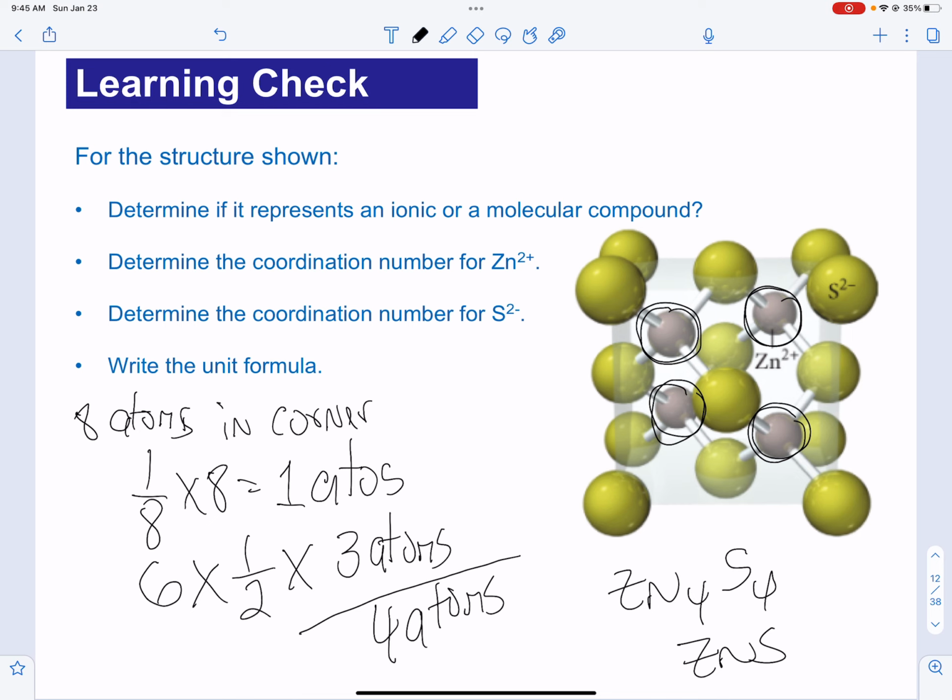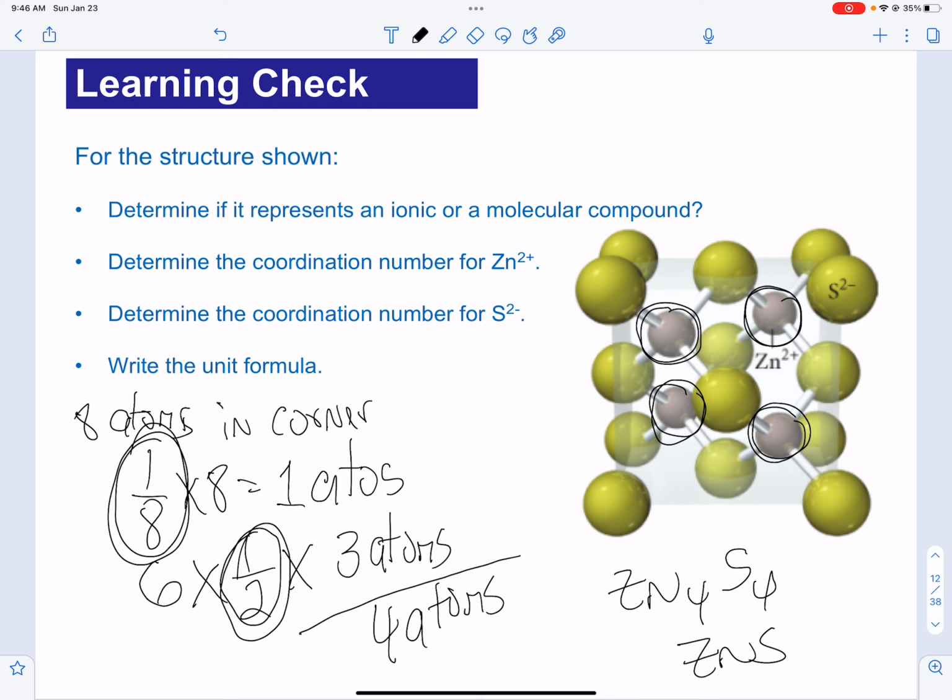So you can find the unit formula by counting atoms. Remember, the ones in the corners have a value of 1/8 only. The one on the faces represents only half an atom. And if it happens to be body center, that whole atom belongs to that cell only.